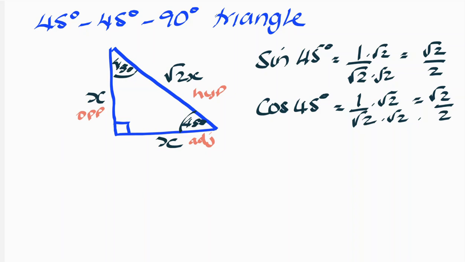And then we're going to have a look at tan. So tan of 45. So what do we know? Opposite is x, which is 1, and that is divided by the adjacent, which is 1. So this is just 1. So tan of 45 is going to be 1.